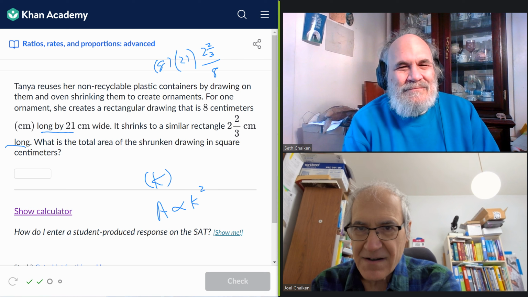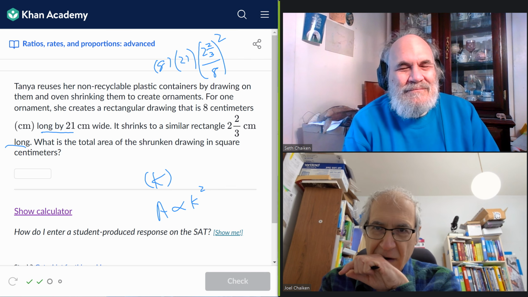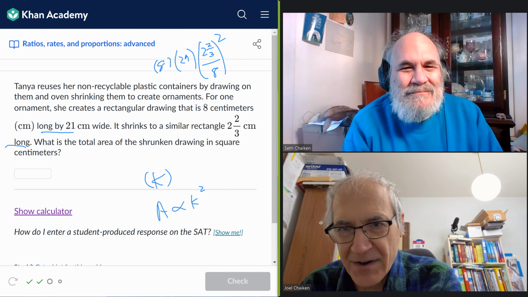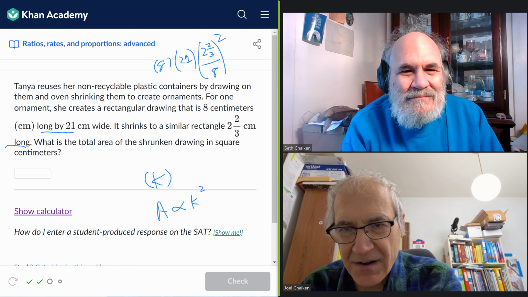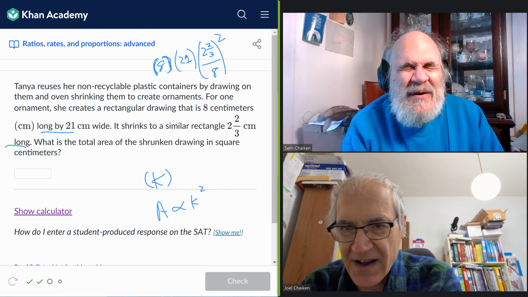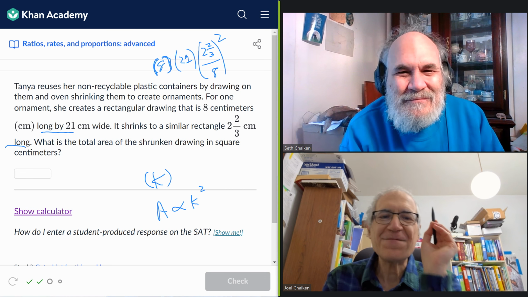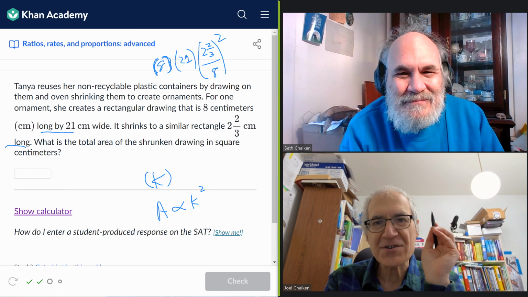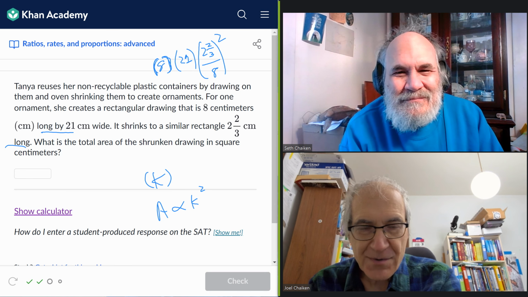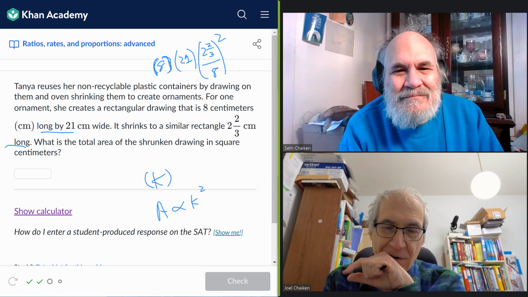8 squared. So it's 8 times 21 times the scale factor squared, and the area gets smaller. This number, 2 2/3, is less than 1, so the area goes down. That's the cool way of doing it.